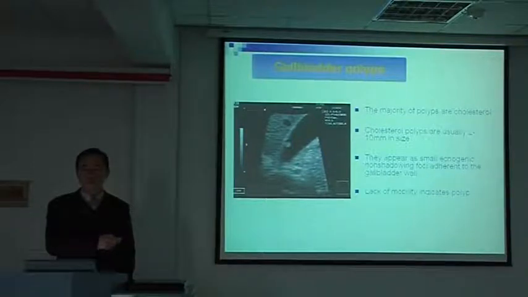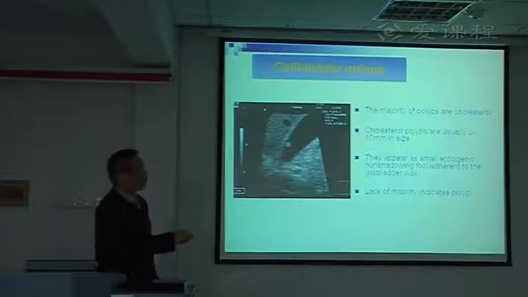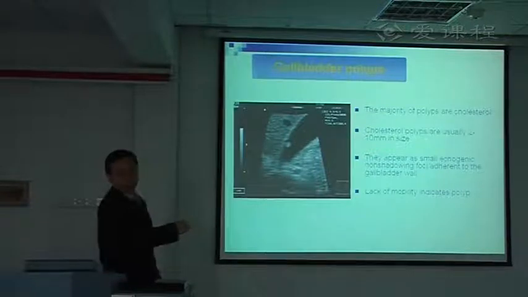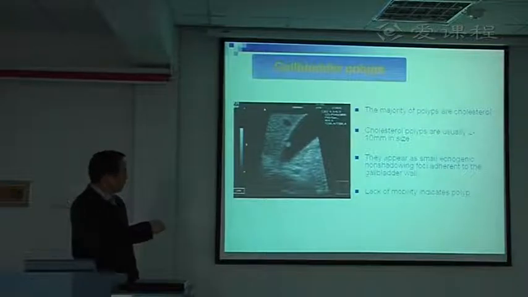Sometimes most of the gallstones have a central core, just like this. Four-fifths of the polyps consist of cholesterol polyps, and another type is adenomyomatosis. If the polyp is an adenoma, maybe it is located this way. But why is it not located this way?